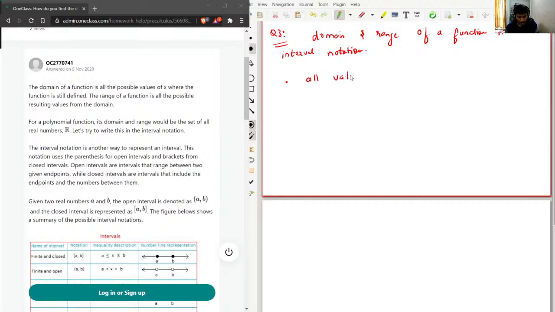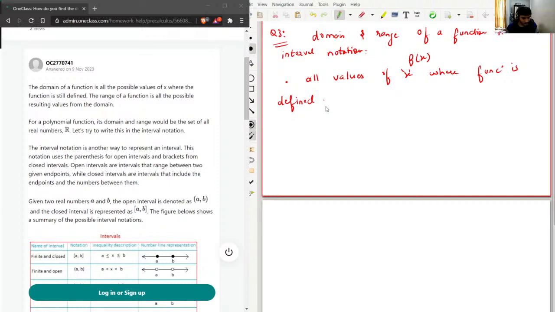All values of x where function is defined. But remember one thing, that the function is of x only in this case. If we have a function of y, then obviously we'll be writing y here instead of x.